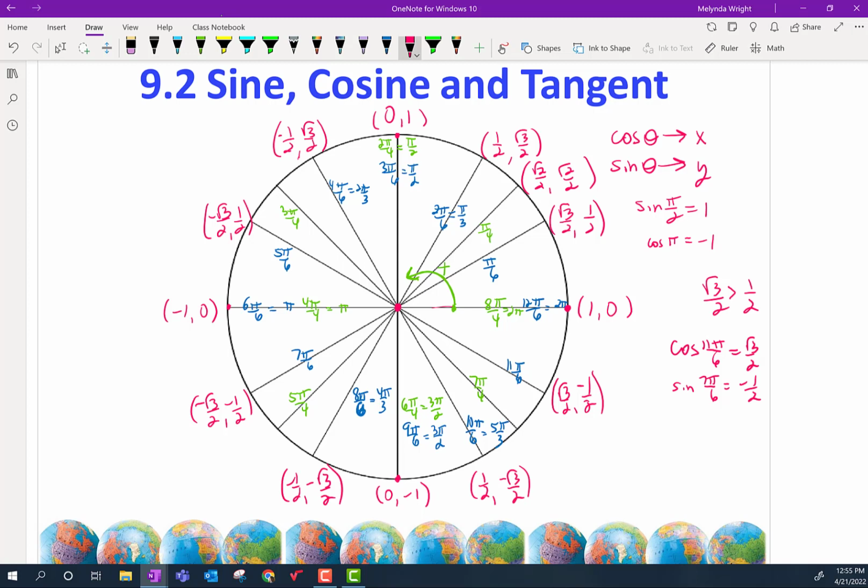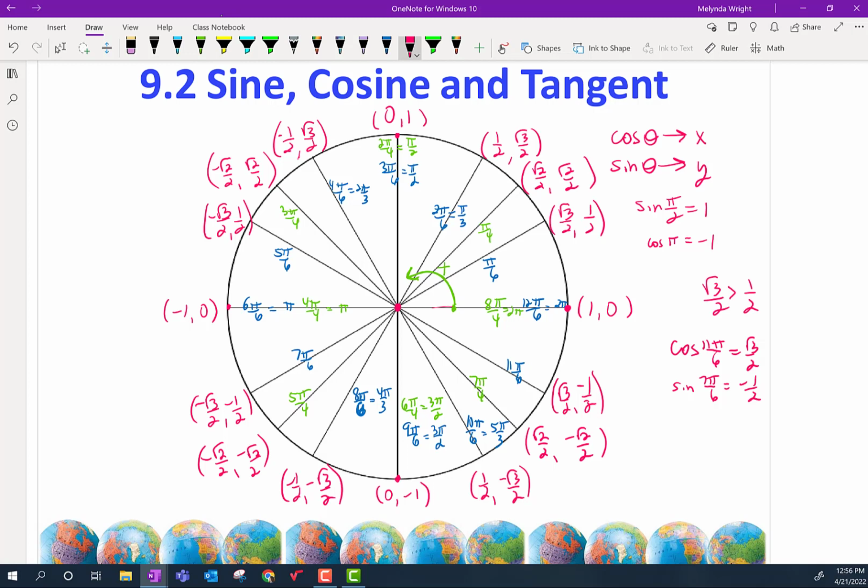So as we go through our reflecting process, we reflect down below the x-axis. We know that the x-coordinate stays positive, but the y-coordinate is negative. Then as we reflect across the y-axis over to 3 pi over 4, the x-coordinate is going to be negative, and the y-coordinate is going to be positive. And our last reflection, down here to 5 pi over 4, both coordinates are negative because both x and y are negative down there.